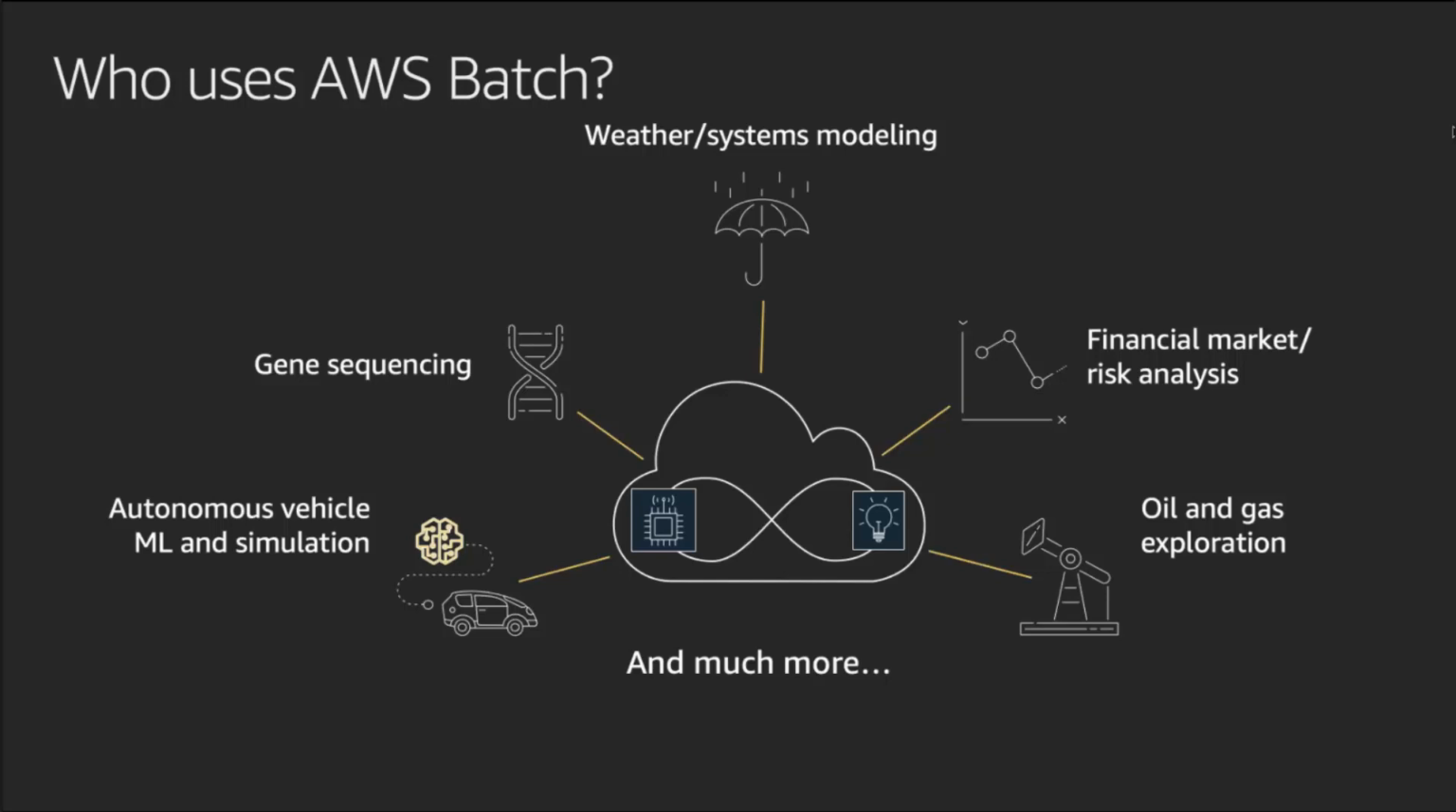Genomic sequencing, gene sequencing, a lot of companies are using Batch to get their research done, to scale their research out quicker in a cost optimized way as well. Weather systems and modeling, these are things again that are repetitive data analysis that all work together, that Batch can help you get done in a quick fashion. Financial markets, FinServ and risk analysis, right? Lots of data processing to be done, lots of dependencies on jobs, and Batch can help you with all of this. Oil and gas exploration, right?